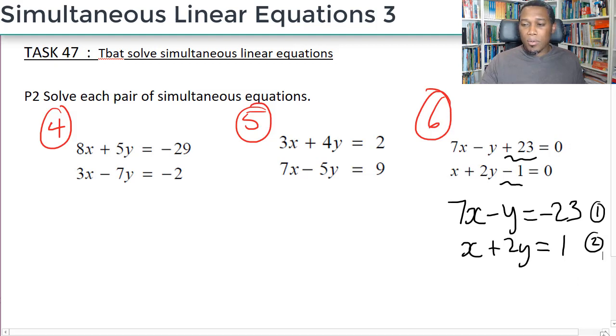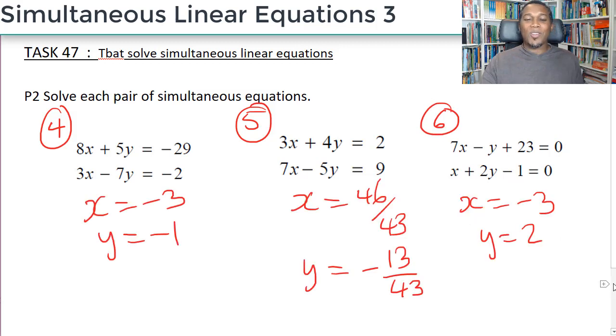If you've gone through, let's just see, what should your answers be for 4, 5, 6? 5 was beautiful, wasn't it? Those are the answers you should have. Negative numbers for number 4, -3 and -1. For number 5, fractions, 46 on 43, -13 on 43. Did you get that? Ugly stuff to work with, but with a calculator, hopefully that made it easier. And then for number 6, -3 and 2. -3 and 2 are the solutions you should have.